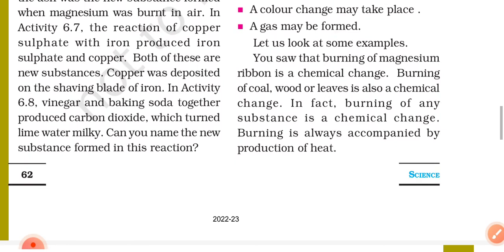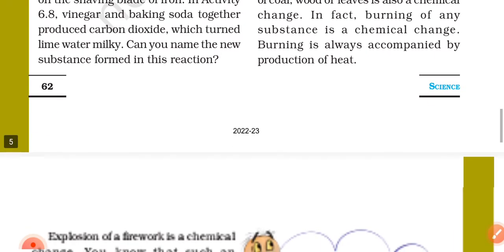Let us look at some examples. You have seen that burning of magnesium ribbon is a chemical change. Burning of coal, wood, or leaves is also a chemical change. In fact, burning of any substance is a chemical change. Burning is always accompanied by production of heat.